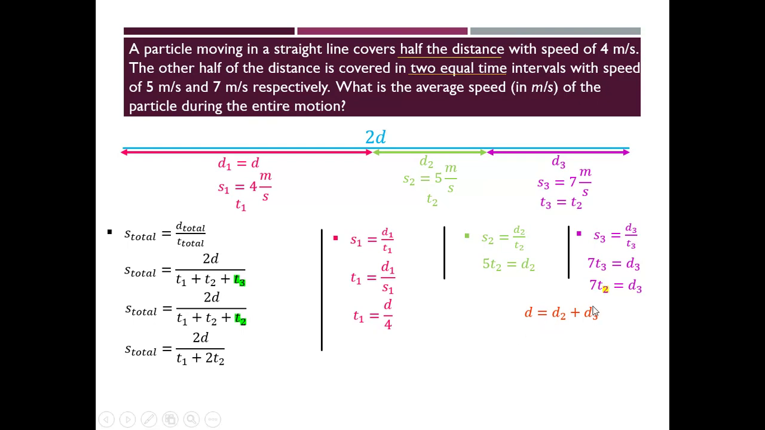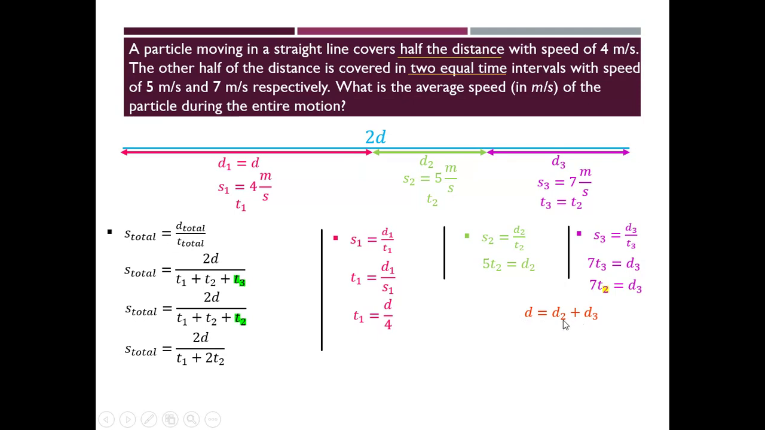So I can make a statement. Oh, by the way, in case you didn't keep up with this whole T3 is equal to T2, I just replaced T3 with T2 because that's a true statement. But the bigger picture is I can say D is D2 plus D3. So if you take the green segment, which is D2, and add it to D3, the purple segment, you should just get half of the total distance. In this case, half of 2D is just D. Hence, D is equal to D2 plus D3.